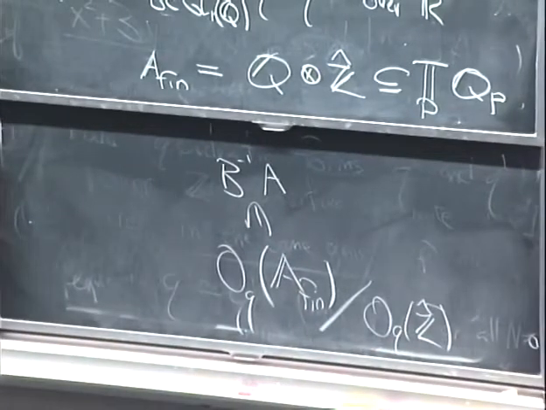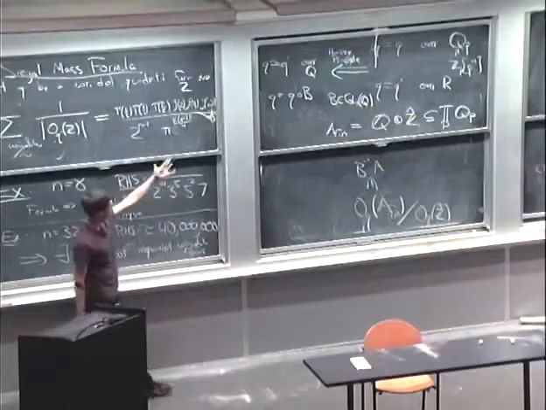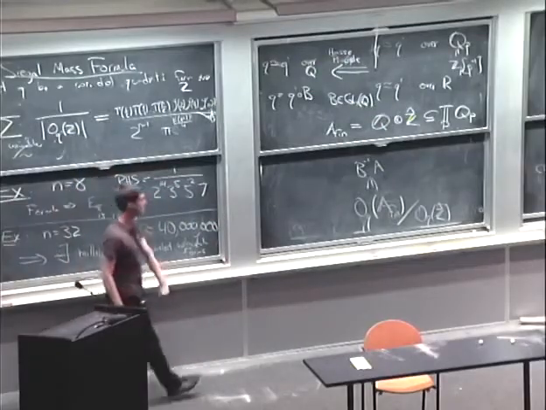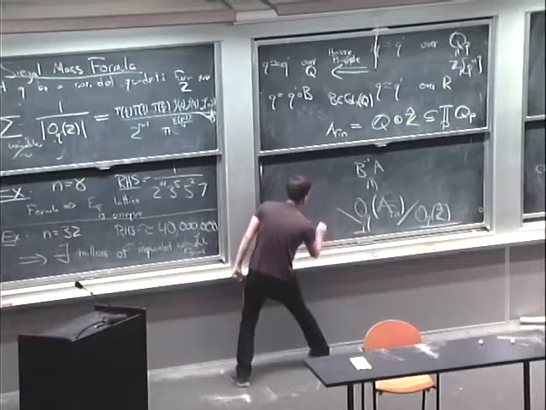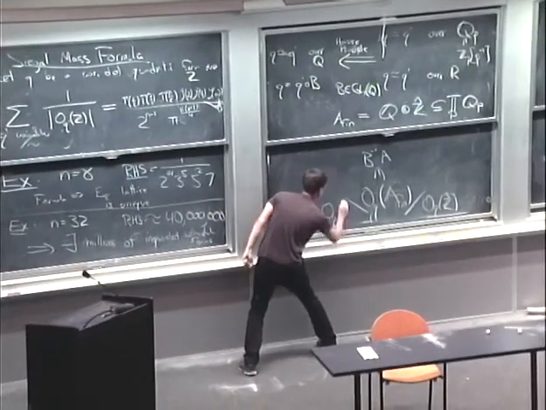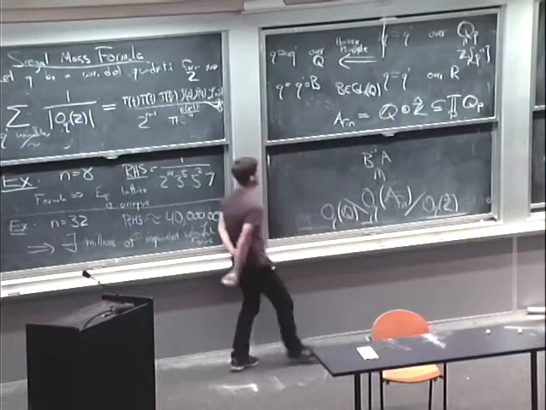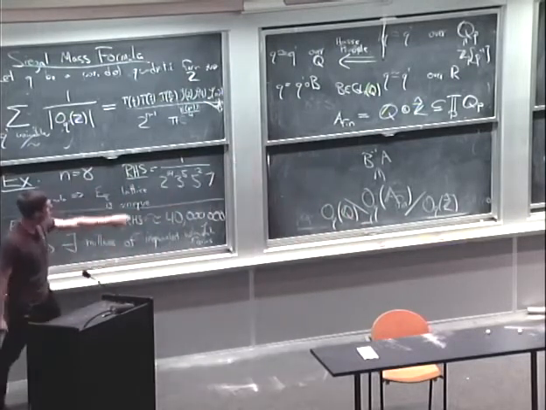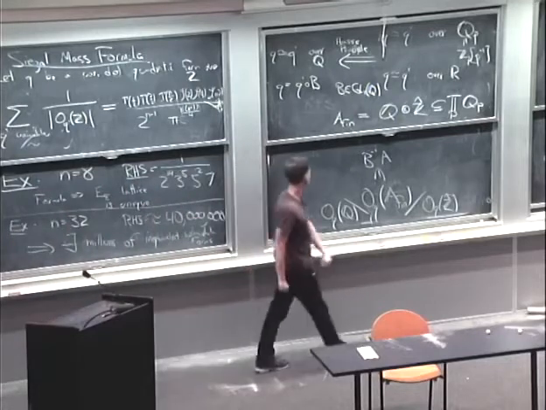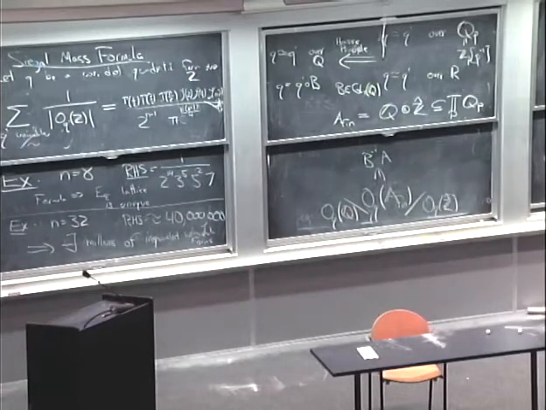And similarly, we had to make a choice of B. That's unique up to right multiplication by elements of O_Q of the rational numbers. So what we really have here is something that's a well-defined element of this set of double cosets: O_Q of the finite adeles mod on one side by O_Q of Z hat and on the other by O_Q of the rationals. And that's now independent of choices.